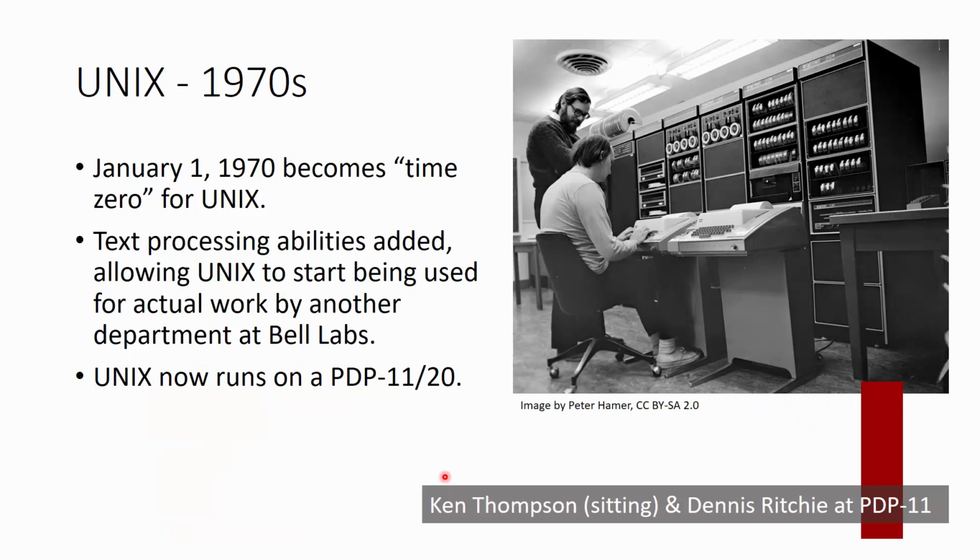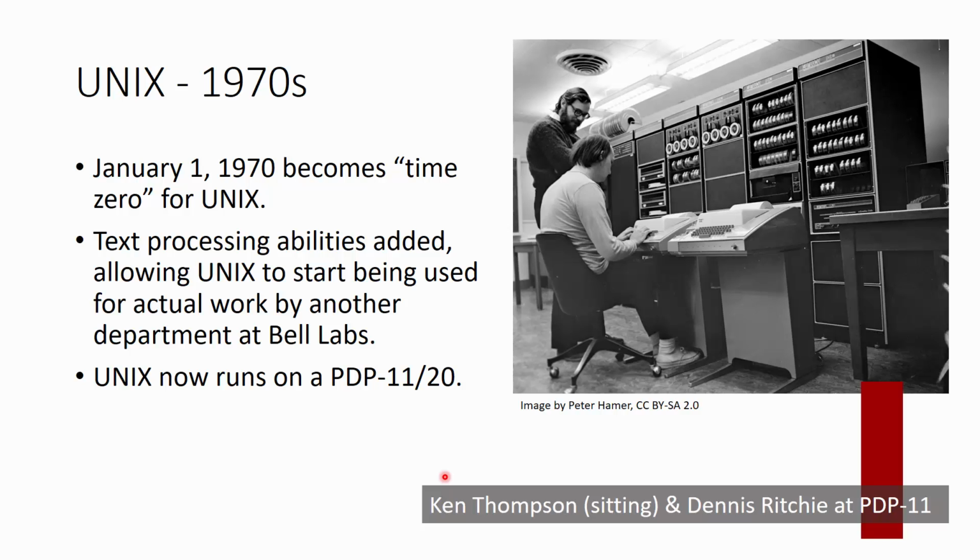By the 70s, January 1st, 1970 becomes what's called time zero for the Unix operating system. We sometimes call that the beginning of the Unix epoch. That particular date is used as the base, and then we count forwards from there. By the early 70s, text processing abilities had been added, and that allows Unix to start being used for actual work by other groups at Bell Labs.